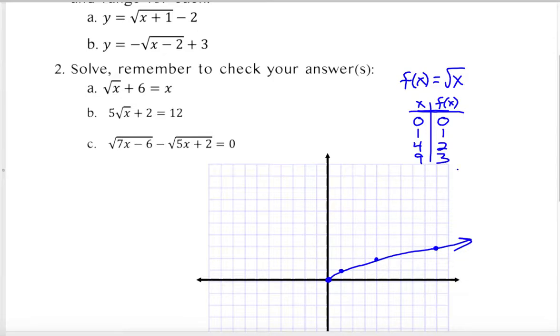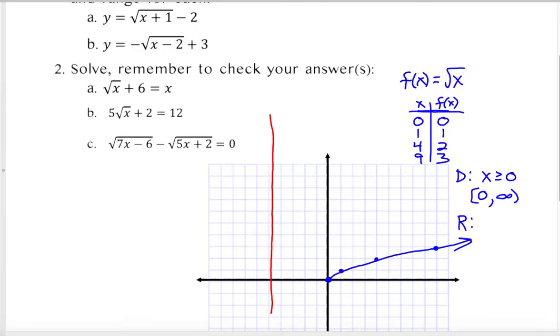For the domain, x can be, here let's draw a line. I like to think of it this way. The domain is what values can x take on? Well, it can't be negative. It could be 0 and anything greater than 0. So that's going to be your domain. So you could say x greater than or equal to 0. You could use interval notation and say 0 with a bracket to infinity. Those would be the only ways you could represent it.